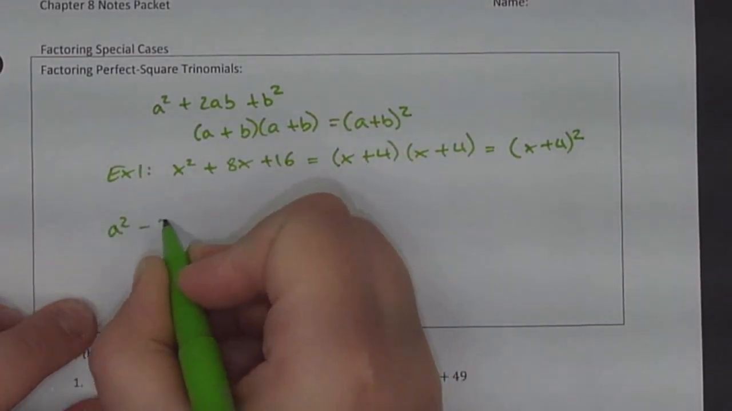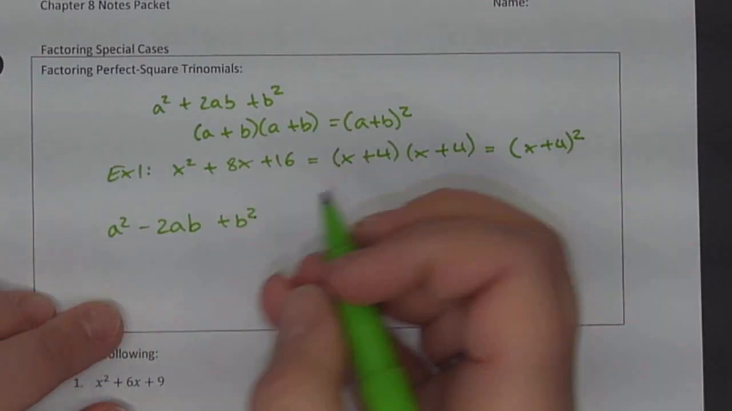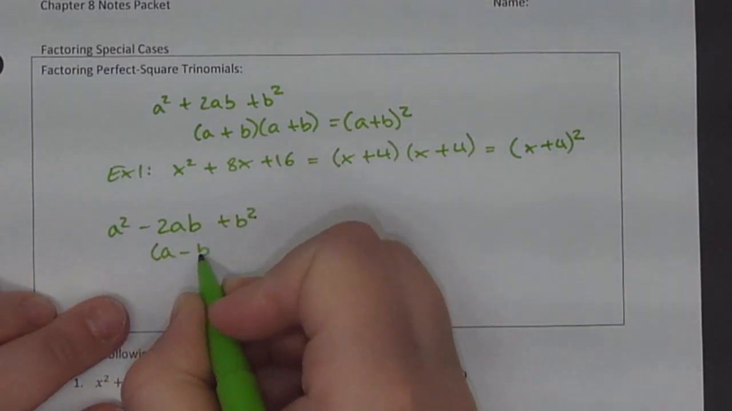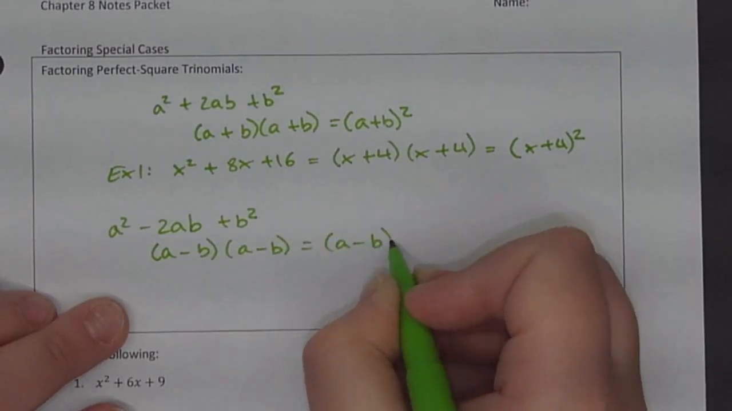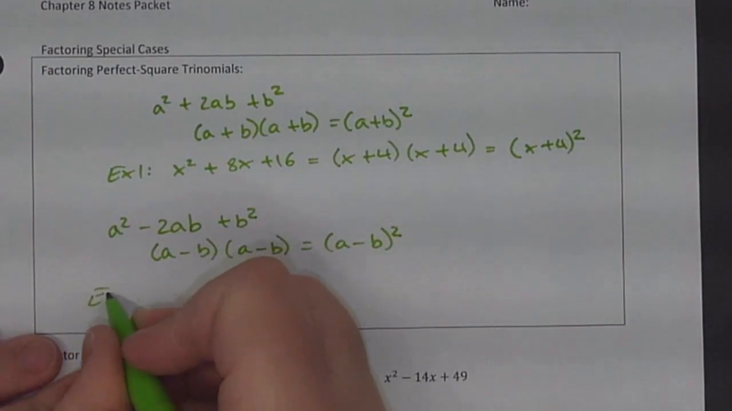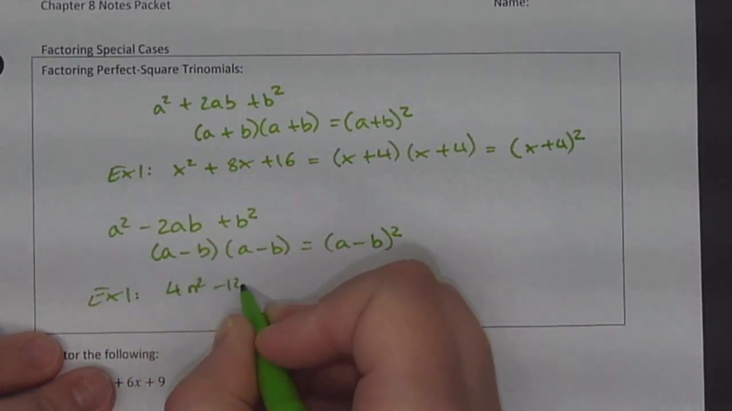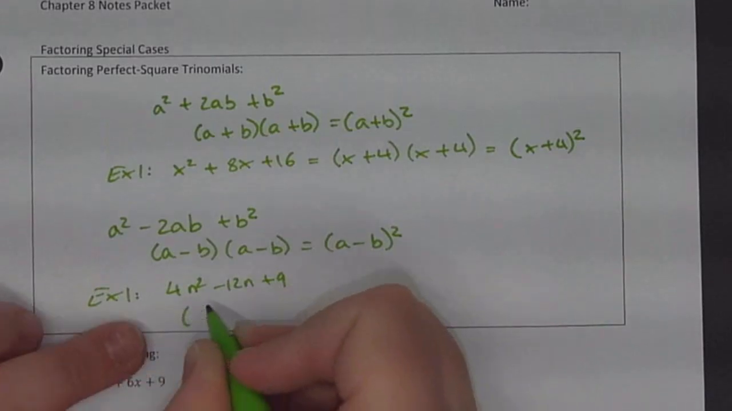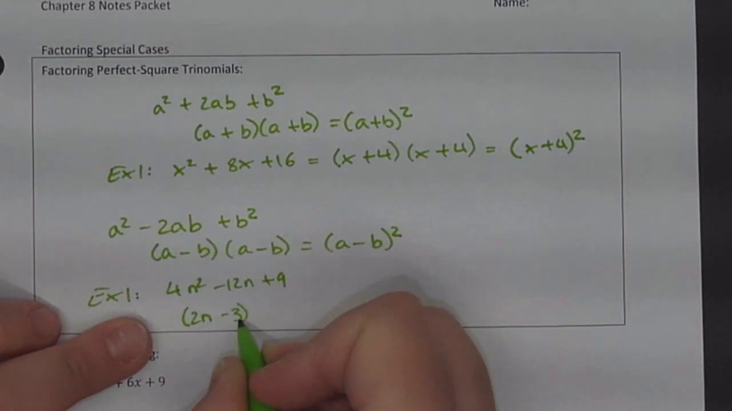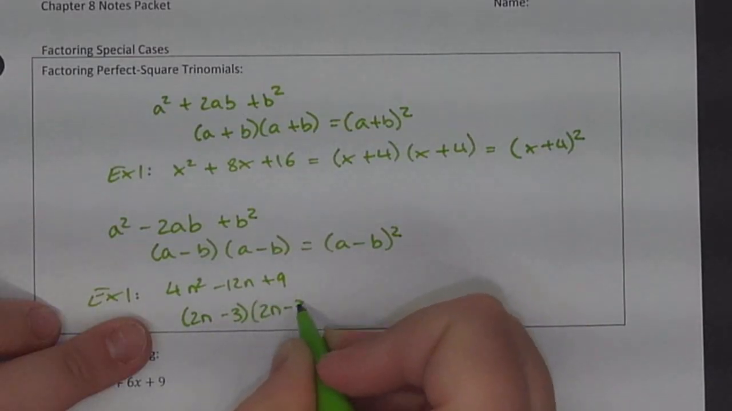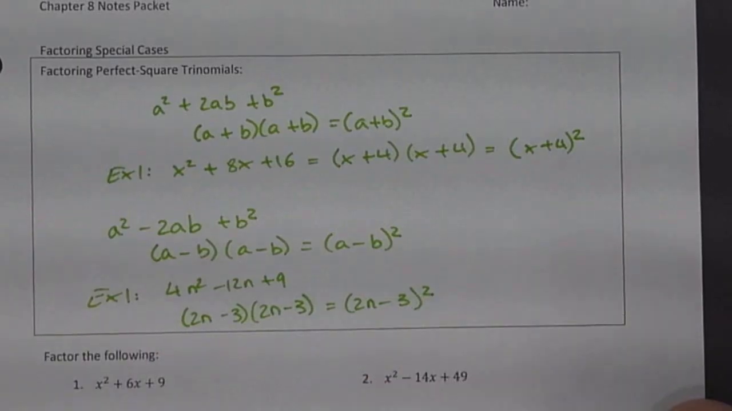Our other option is we have a squared minus 2ab plus b squared. In that case, we would factor into a minus b times a minus b, or a minus b squared. Number example for this one would be, let's say we have 4n squared minus 12n plus 9. Both the first and the last term you can take the square root of, so we have 2n minus 3 times 2n minus 3. And since those are the same, we can write it as 2n minus 3 squared.